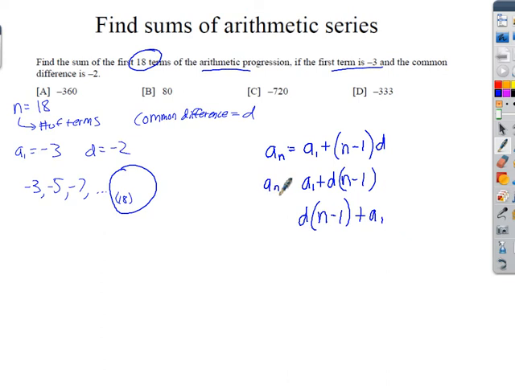All right, anyway, so let's use one of these. They're all just different varieties, and it just depends on which one you want to use. They all do the exact same thing. So we had a common difference of negative 2.